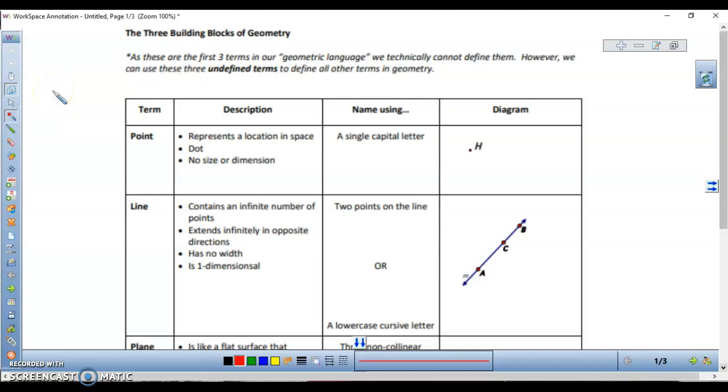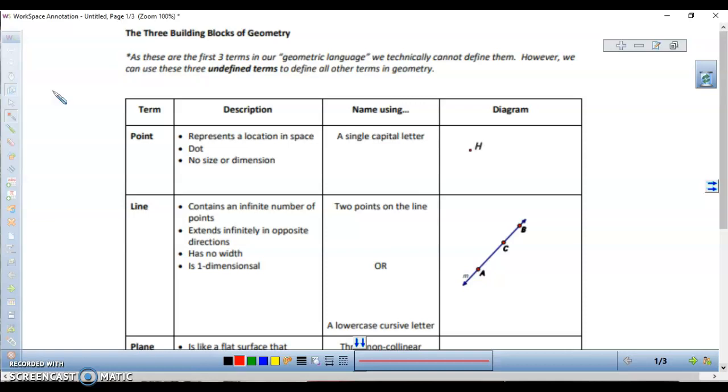I know we've been doing a little bit of algebra review so far and working with quadratics, but today we're going to get into the three building blocks of geometry. Now, as these are the first three terms in our geometric language, we technically cannot define them. However, we can use these three undefined terms to define all other terms in geometry. And again, as I mentioned in class, we've got to start somewhere. So these are our first three words in our language of geometry.